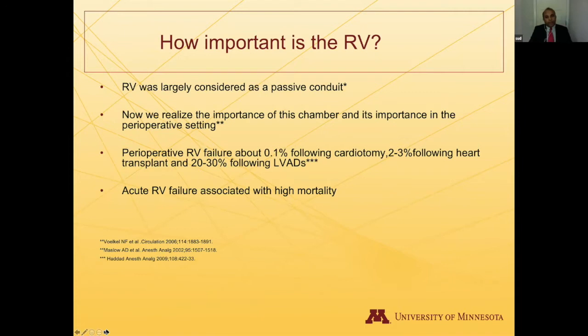How important is the right ventricle? When I was in med school, we were all taught that the RV is just a passive conduit, and that remained the popular notion till the early 2000s. But now we are realizing the importance of this chamber, more so in the perioperative setting for us as cardiac anesthesiologists. After cardiotomy, the RV failure rate is about 0.1%. That increases to about 3% after a heart transplant, about 30% after LVADs. And not surprisingly, acute RV failure is associated with high mortality.